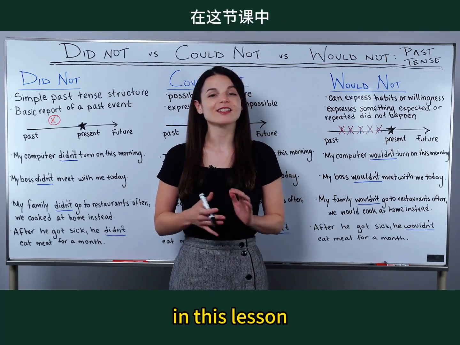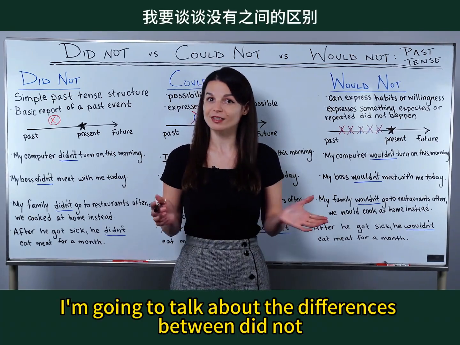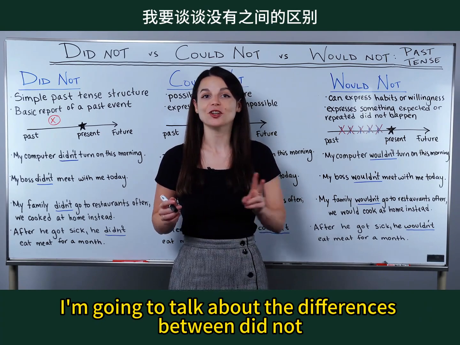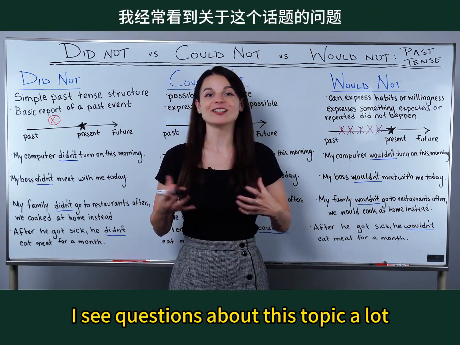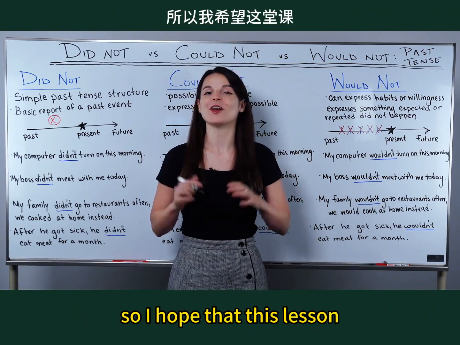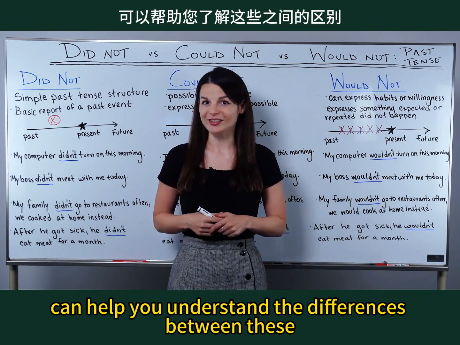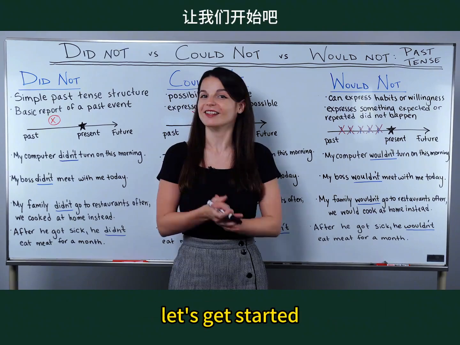My name is Alicia. In this lesson, I'm going to talk about the differences between did not, could not, and would not in past tense. I see questions about this topic a lot, so I hope that this lesson can help you understand the differences between these. Let's get started.